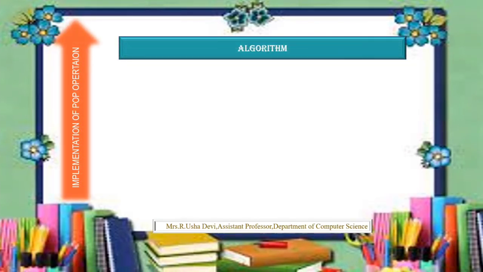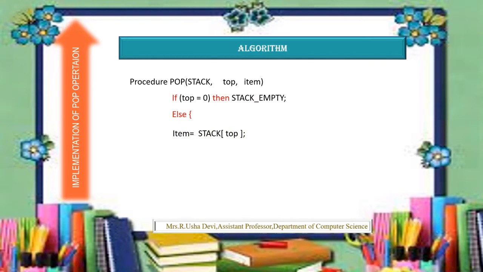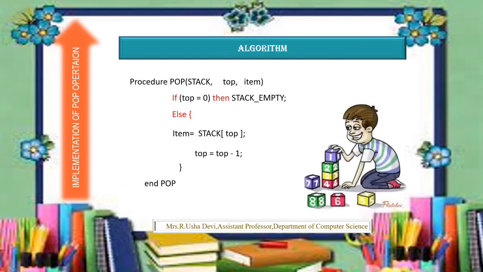Next, implementation of the pop operation. The algorithm will be procedure pop with stack, top and item. Here there are only three parameters. N will not be considered for the pop operation. If top is equal to 0, then the stack is empty, else item is equal to stack of top. Top, here you need to delete an element in the pop operation, so you are going to decrement the value of top. So this is how an algorithm will be structured for the pop operation.